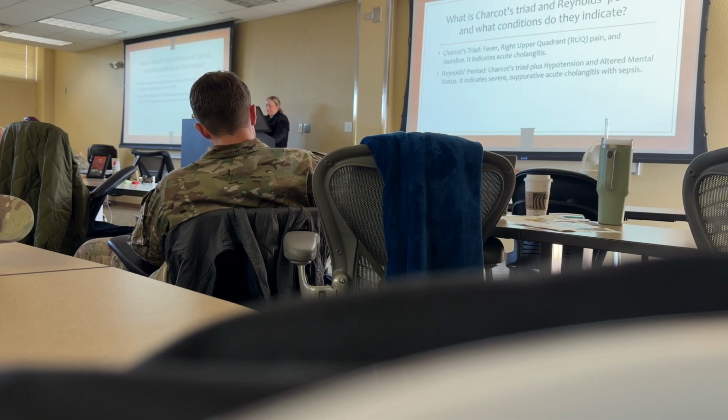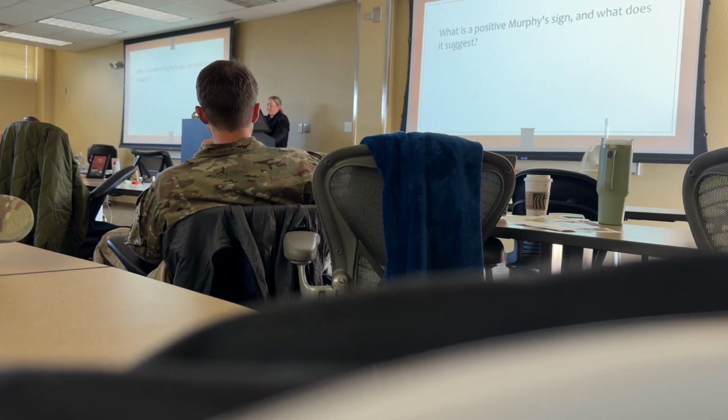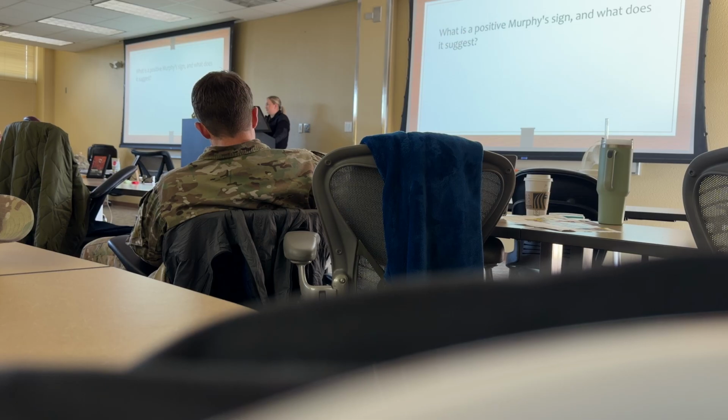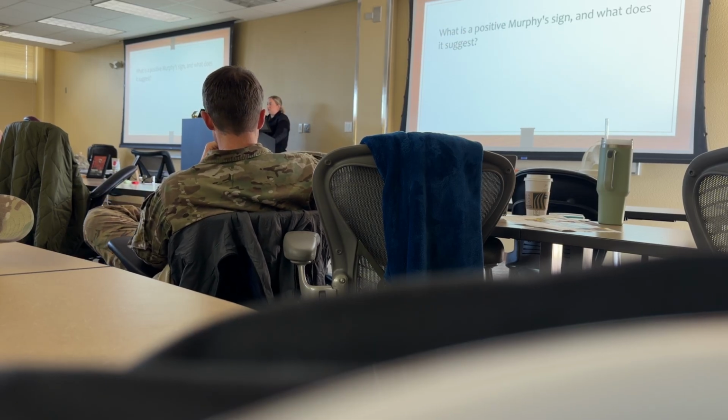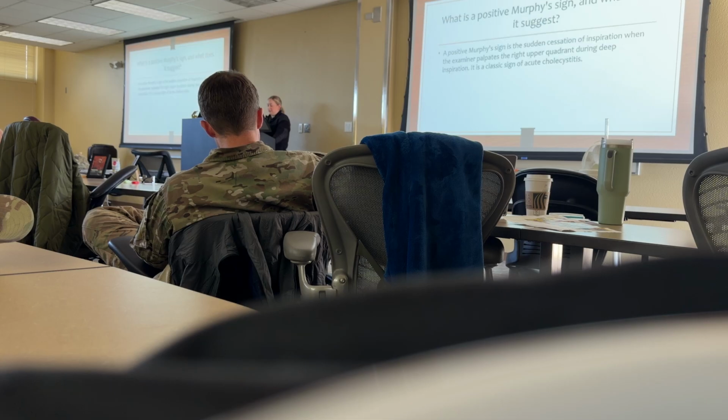Okay, alright. What is a positive Murphy sign? So, the pause of inspiration on palpation of the right upper quadrant. Okay, what does it suggest? Something wrong with the gallbladder. Okay. What if you have a painless gallbladder? Like what if you feel the gallbladder, it's palpable, cancer. What type of cancer? Pancreatic cancer, good.